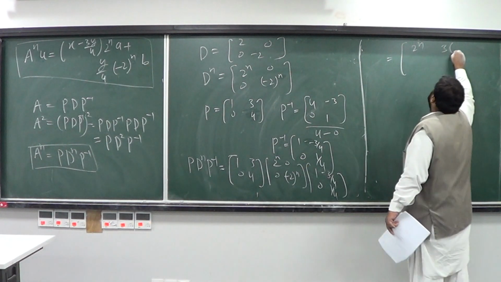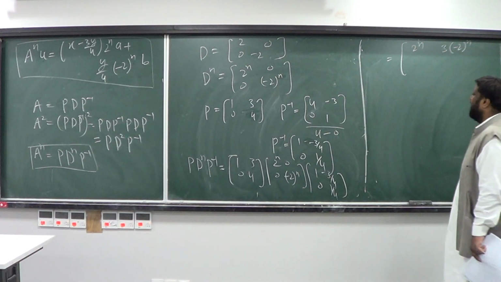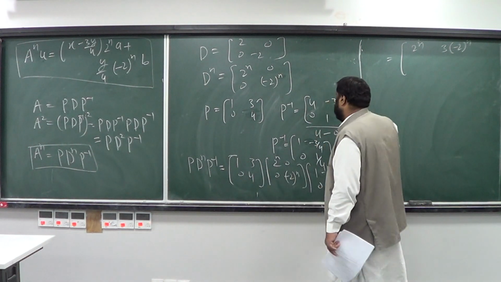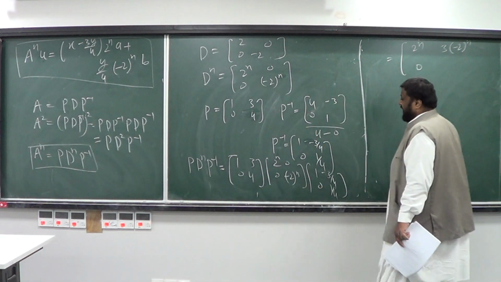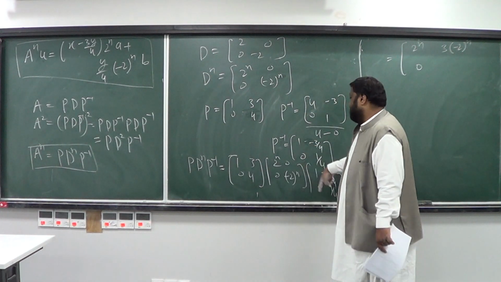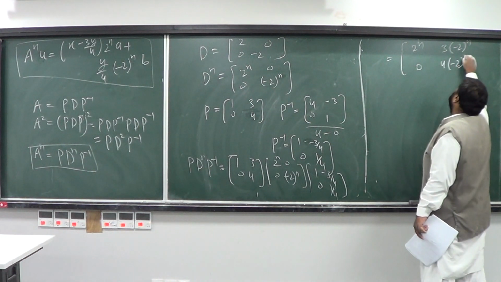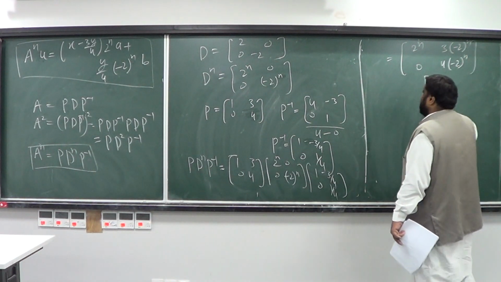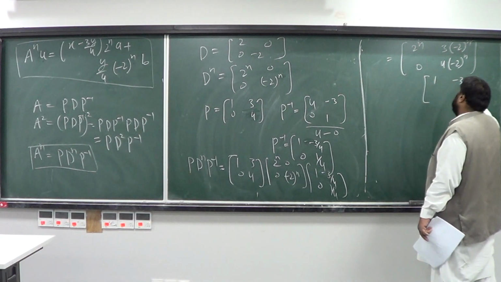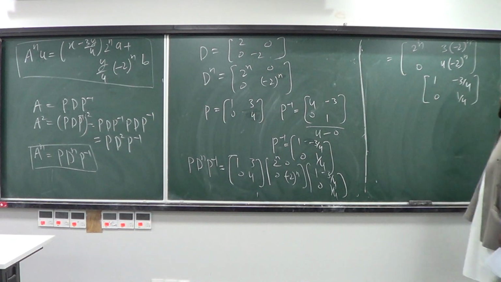It's going to be 3 times negative 2 power n. And then take the second row and multiply with this, you're going to get 0 again. Take this row and multiply with this column, so it's going to be 4 times negative 2 power n, multiplied with, say, this number 1, negative 3 fourth, and 0 and 1 fourth.